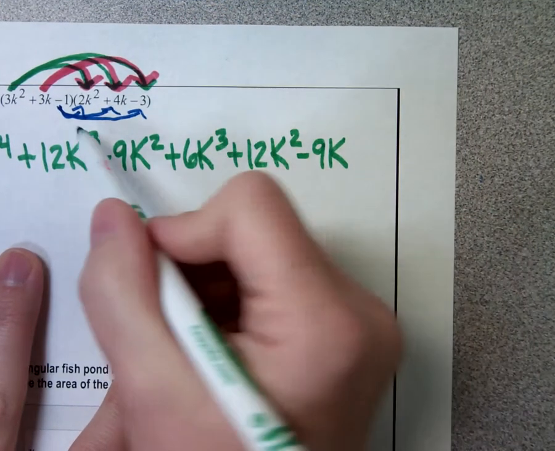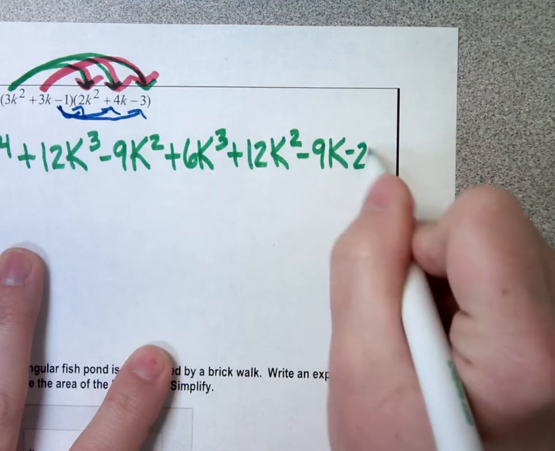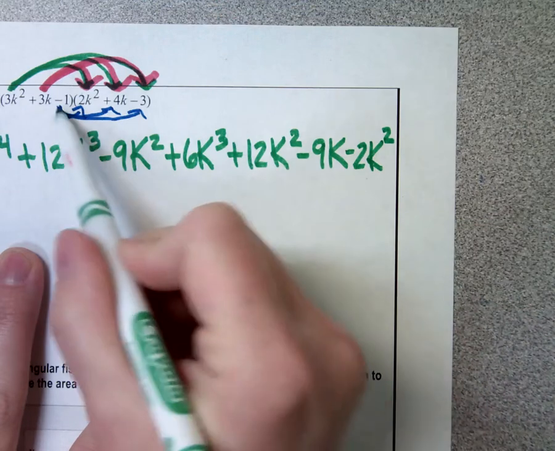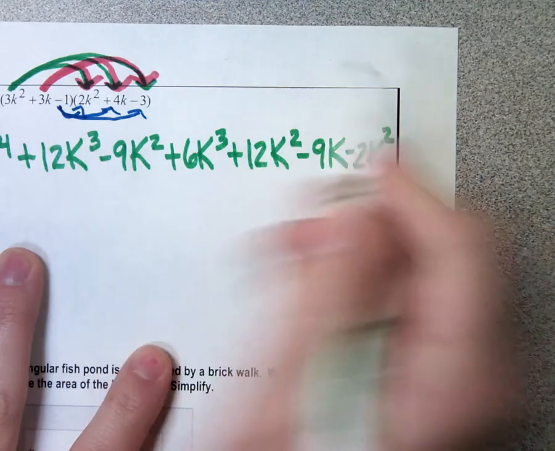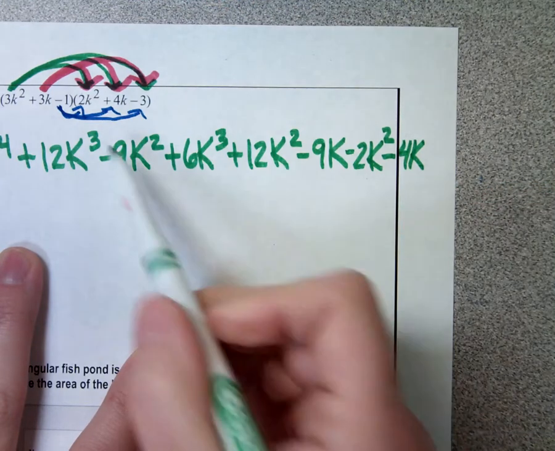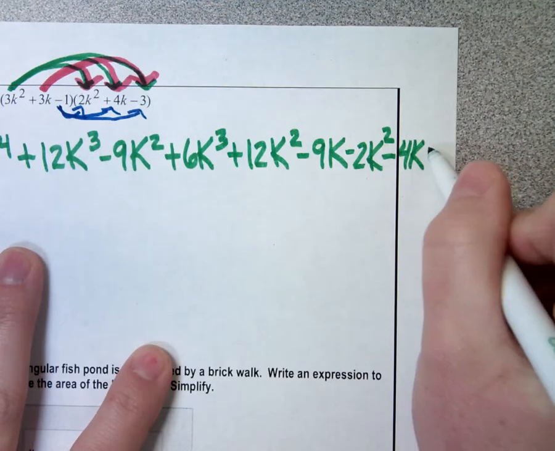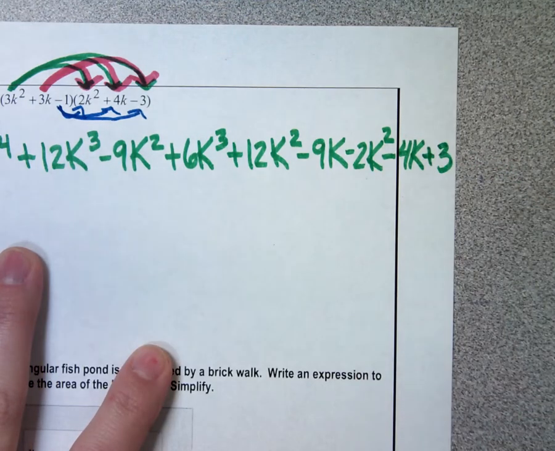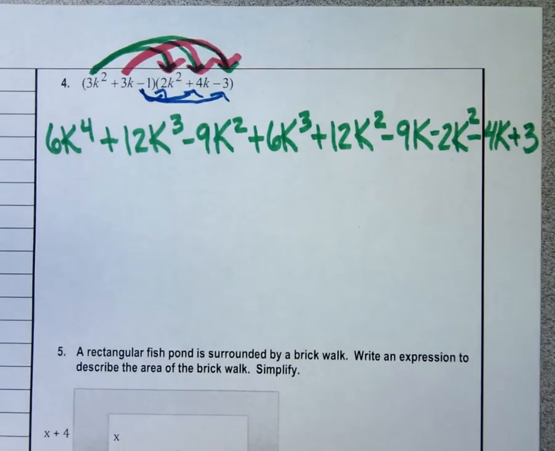Okay, how much is negative 1 times 2k squared? A negative 2k squared. How much is negative 1 times a positive 4k? A negative 4k. And then how much is a negative 1 times a negative 3? A positive 3. Okay, at this point I want to start combining like terms.